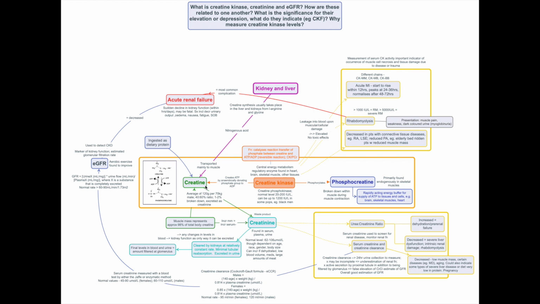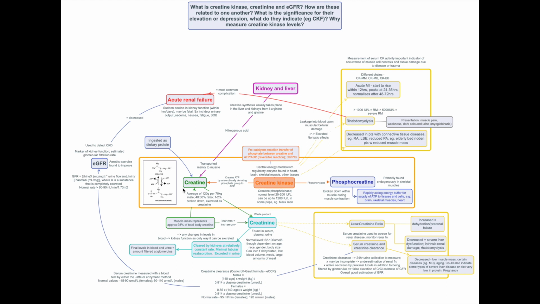Where do we get the creatine initially from? So usually it is synthesized between the liver and the kidneys from L-arginine and glycine, and then this nitrogenous acid will be transported mainly to the muscle. We also get it in a secondary way, ingested as dietary protein. So this is how we get the creatine in the first place.